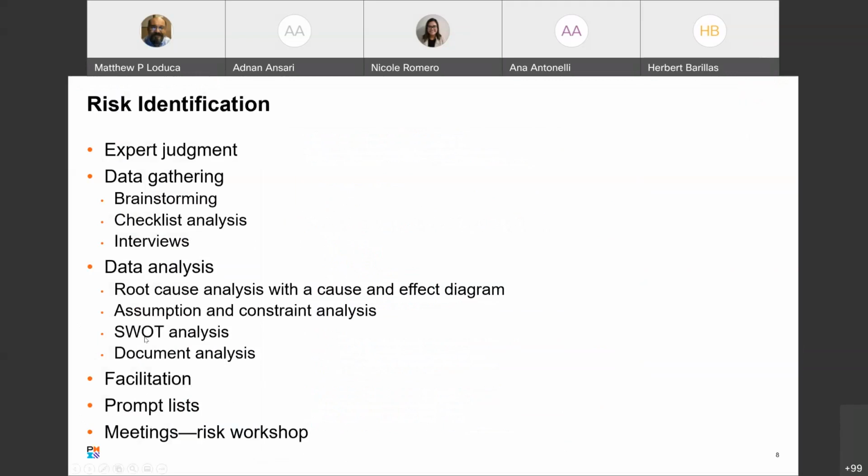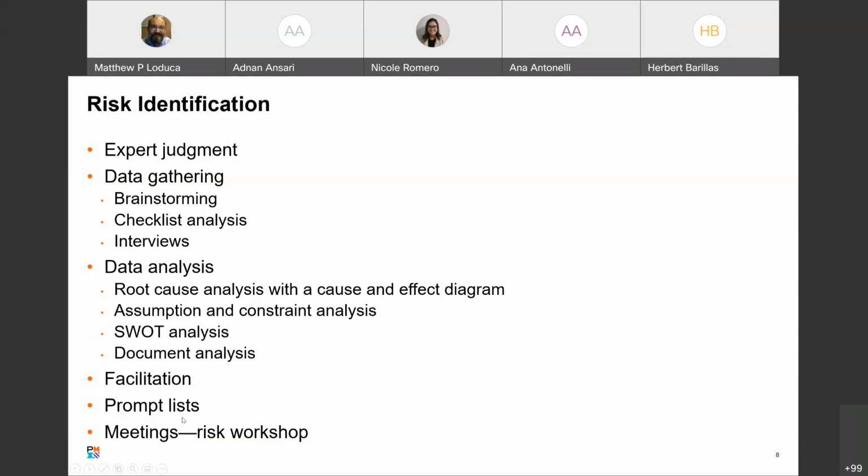SWOT analysis, we're probably all familiar with that. If you're not familiar with it, it's your strengths, weaknesses, opportunities, and threats. It's a table. It divides everything up into 4 little quadrants, and stuff falls into one of the categories, and it's far on one end or the other kind of thing.